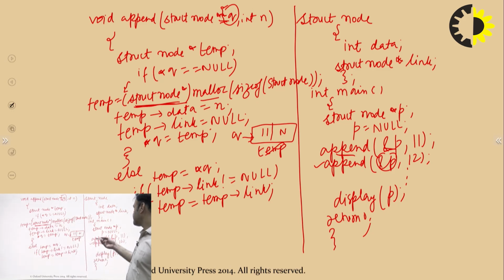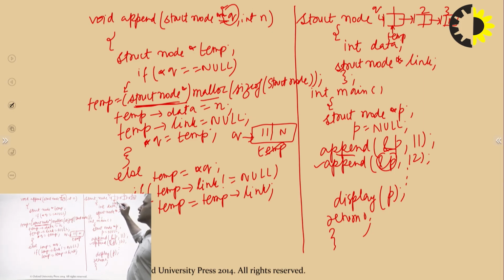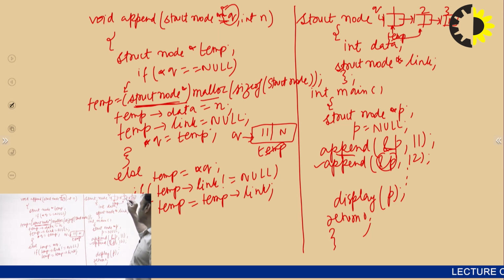For example, I have more than 2 nodes like this. This is my first node, this is my second node, this is my third node. For example, this is the q node. So firstly, temp will point to this. Does the link part of this temp have null? No. Then we will increment the value of temp. Now does the link part of temp have null? No. Then we will again increment the value of temp. Now temp is pointing to this. Does it have null? Yes, it is null. Then create a node.